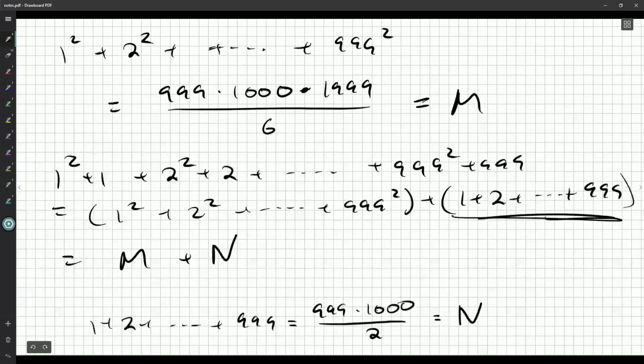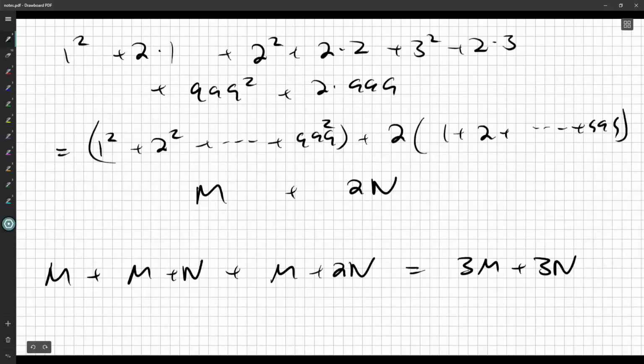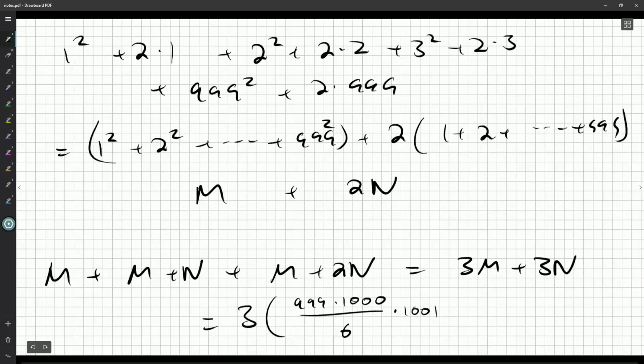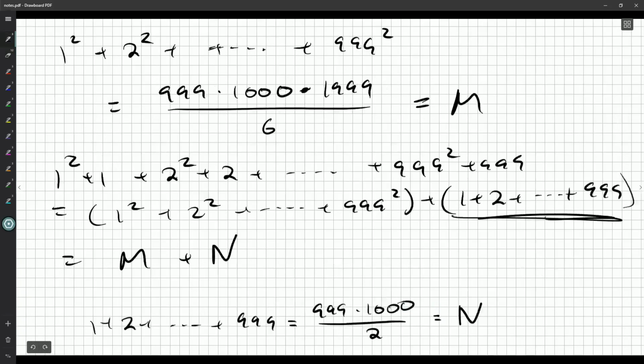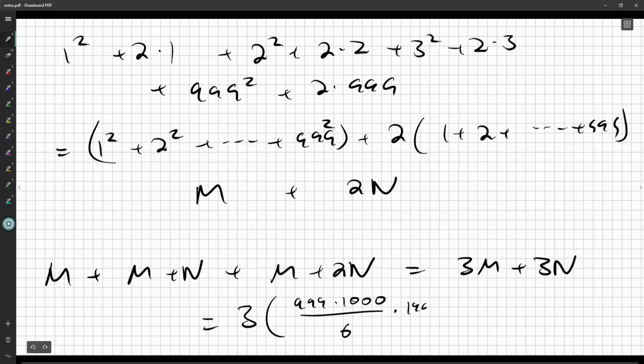Actually, this is kind of cool that they form a geometric sequence. Or not geometric, arithmetic sequence. So I'll get 3 times... They both have 999 times 1,000 in them. Over 6 times... Not 1,001. It's not 2001 either. What was it? 1999. Subtract the 1. There we go. Okay.